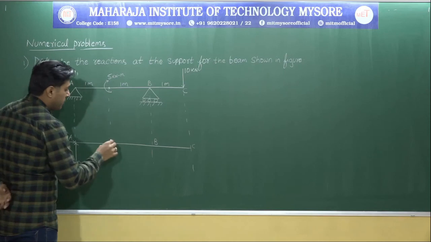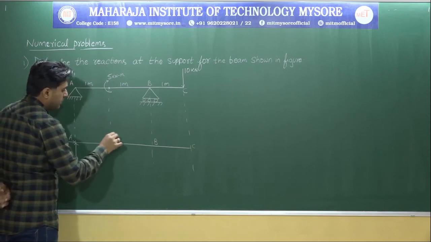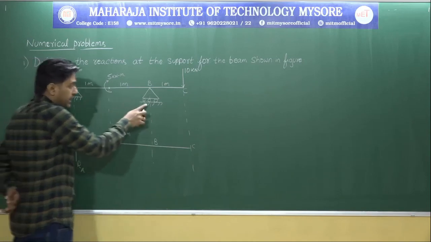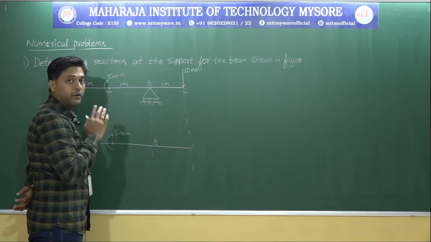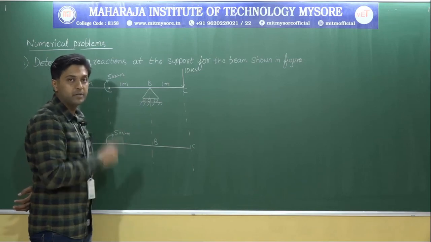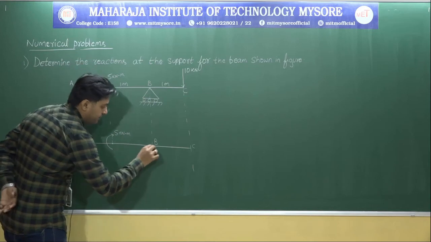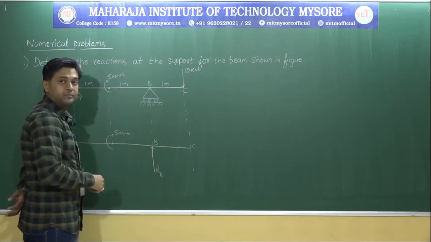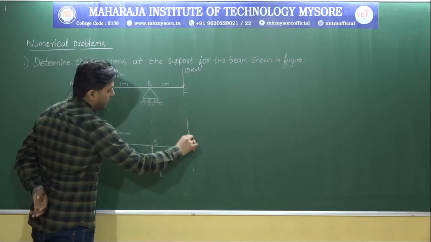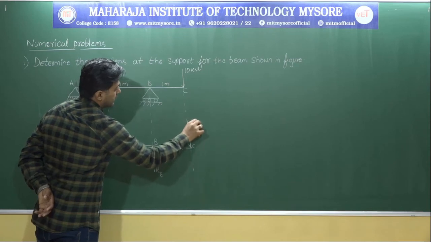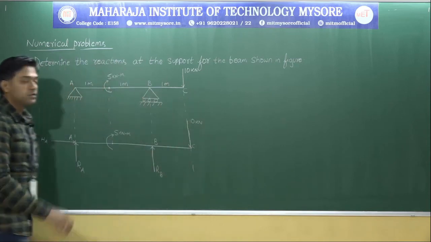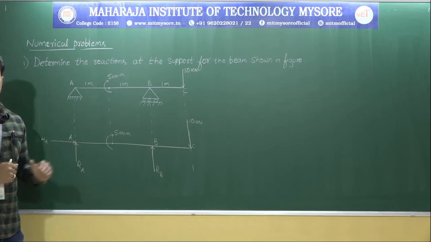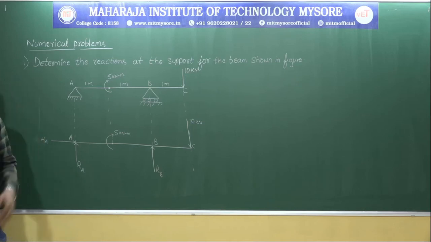Next, there is a pure moment. That pure moment is clockwise, so it's 5 kilonewton meter. Next, which kind of support is this? It's a roller support. For a roller support, how many reactions can you expect? One reaction. For that reason, I will be writing RB here. Now we are having one more load at the end and that value is 10 kilonewton. So this is the free body diagram that I want you people to remember. Based on this diagram, we'll go further.